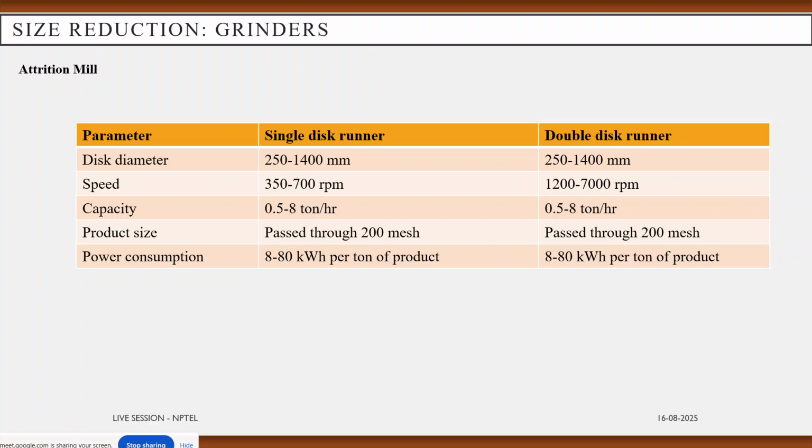So here we have discussed that single disc and double disc, two kinds of arrangement, are possible in an attrition mill. Here we are comparing the two different designs where the disc diameter is almost the same for the two cases, but the speed is more for the double disc runner. Capacity is almost the same, product size can also be the same, and power consumption is also the same.